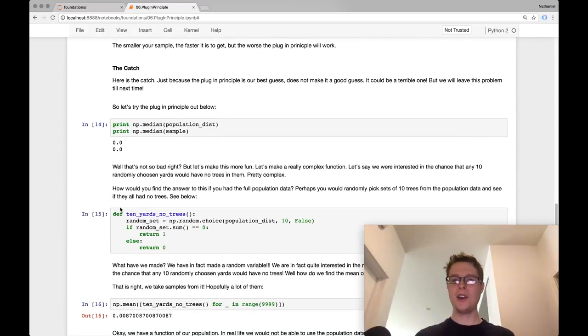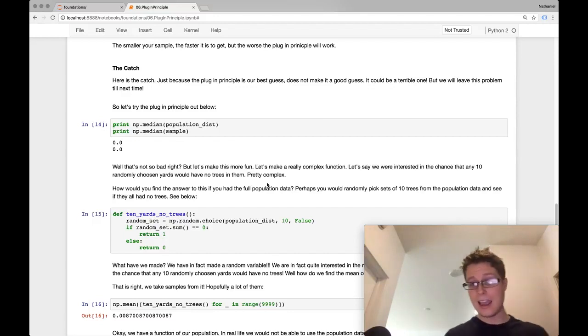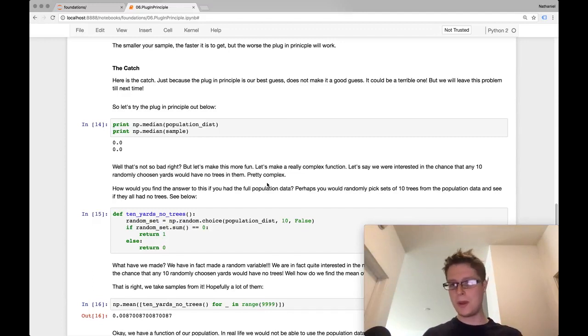Okay, let's do a more complex function. Let's say I was interested in the chance that any 10 randomly chosen yards would have no trees in them. This is a pretty complex function. It's like choosing 10 random yards in Minnesota and asking whether none of those yards have any trees. You might be interested in this because you're part of the Environmental Protection Agency and you want to reach out to 10 random people and make sure that at least some of them care about having some foliage in their backyard. But it doesn't matter; this is what we're interested in.